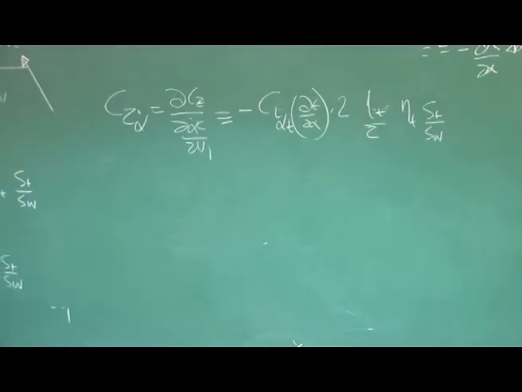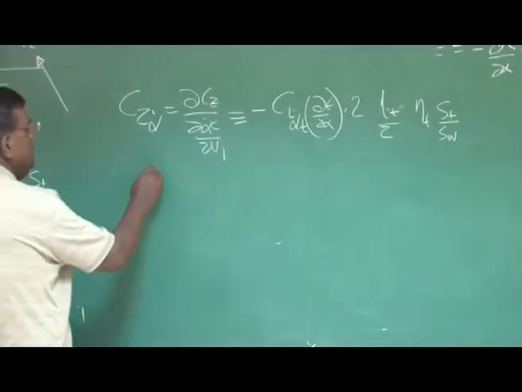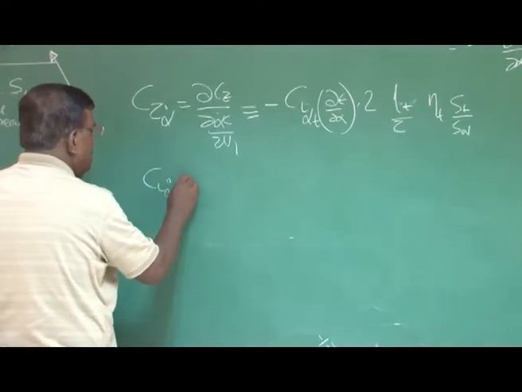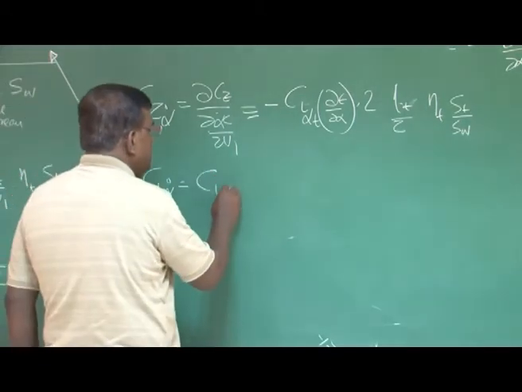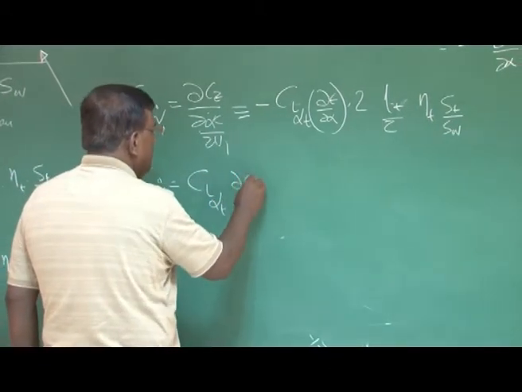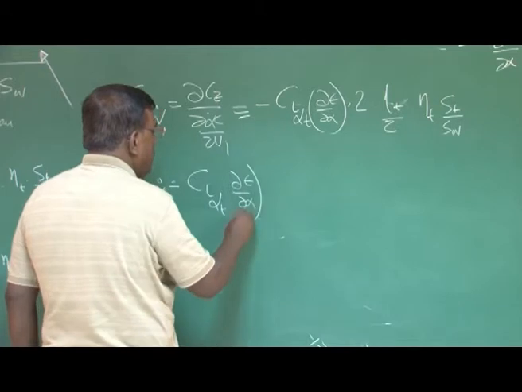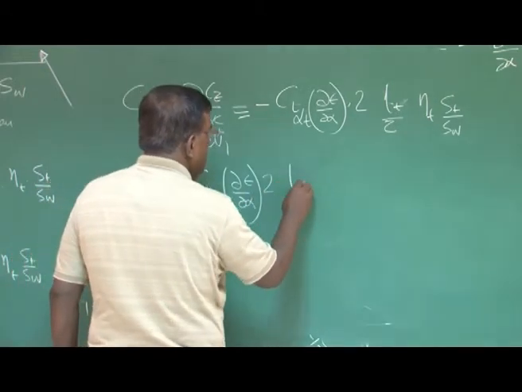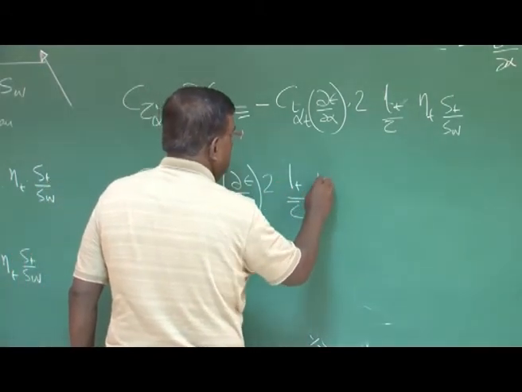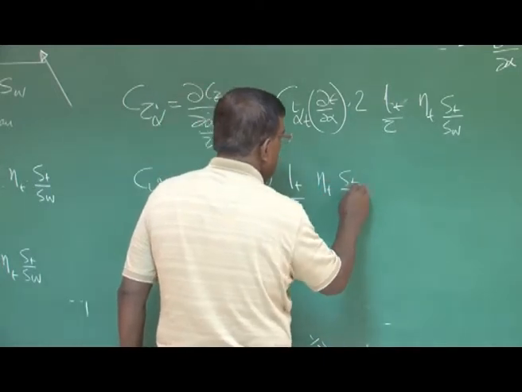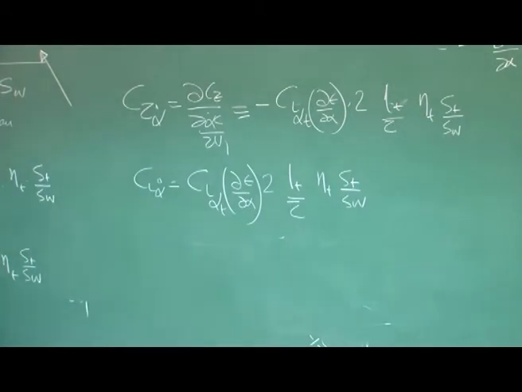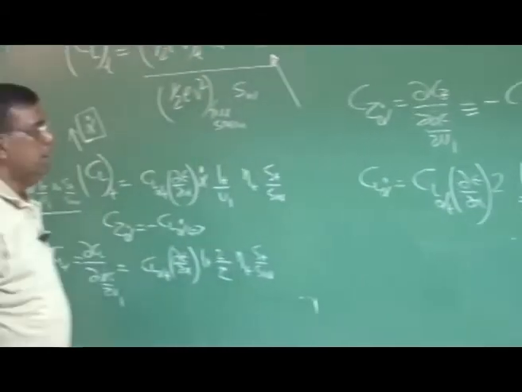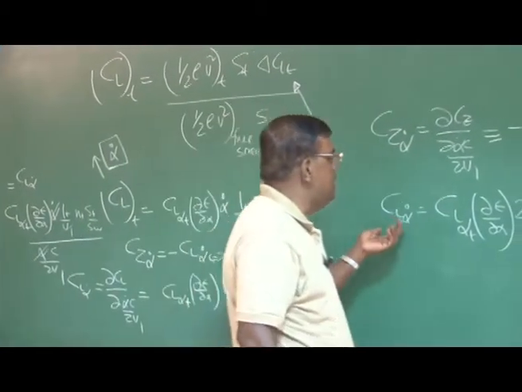Now, it is imperative that from here, if you see this CL alpha dot, which is nothing but minus CZ alpha dot, that will be CL alpha T d epsilon by d alpha into 2 into LT by C bar into eta T ST by SW. You see the minus sign is no more here because CZ alpha dot is minus CL alpha dot, right? And let us see how to compute this.